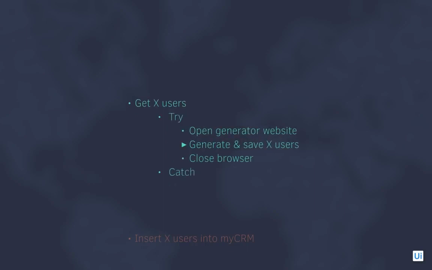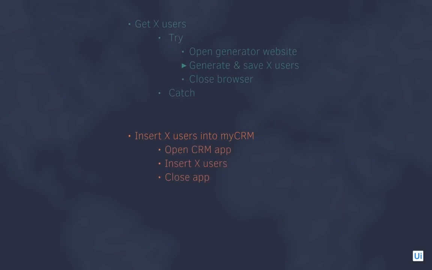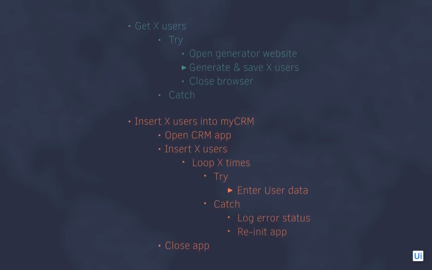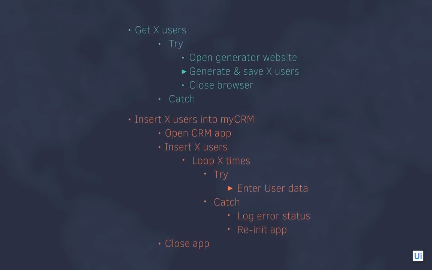It's pretty easy. The other half of the automation starts off in a similar way. We open the app, insert X users, and close. Because we need individual status reports for each user, the try-catch block will be inside the insert X users loop. And here too, we can use the other workflow that we created earlier, enter user. And in the catch section, we'll log the success or failure of the operation in a separate Excel file and then initiate recovery methods. As you can see, this sketch already gives us a good idea of what we have to do. So let's give it a try.